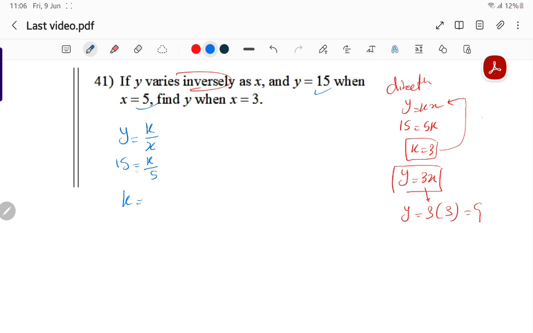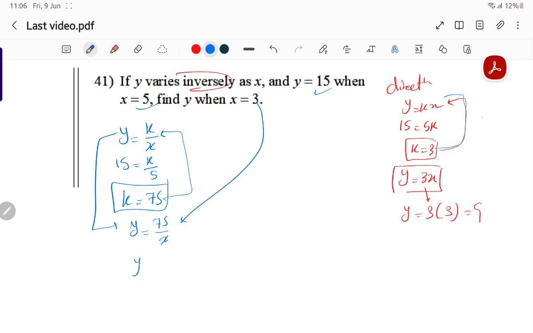So how to find k? Multiply, this is 75. Now you have k. Redo the same step. Y equals 75 over x. Substitute by 3. Y equals 75 over 3 to see the corresponding value for y when x equals 3, which is 25. Okay, there are two different examples.